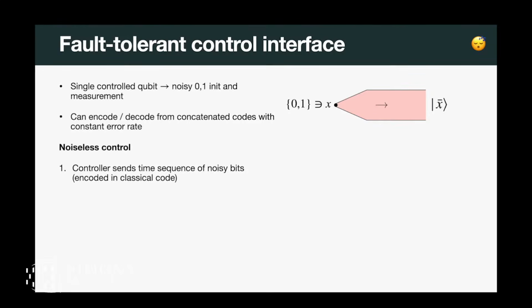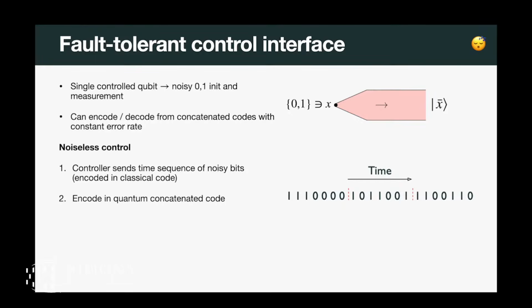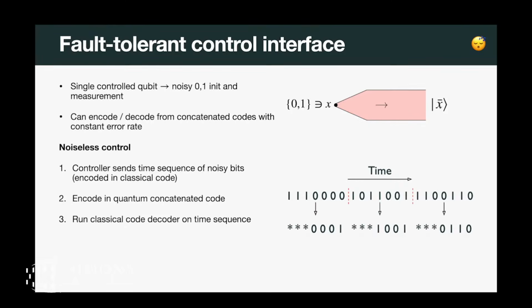So your controller sends some sequence of noisy bits that are code words of a classical code. It might look something like this, although these aren't actually noisy. I forgot to add the noise. And you have that these are represented in code blocks. OK, so you do this encoding step to the concatenated code. And then I'm just going to run the decoder of my classical code on this time sequence. So it might look like that. And for this decoder itself, I'm going to take these Aharonov and Ben-Or gadgets, and for every gate of that decoder, I'm going to place down a tile that implements that gate, such that as the data gets streamed through, it implements the decoder.